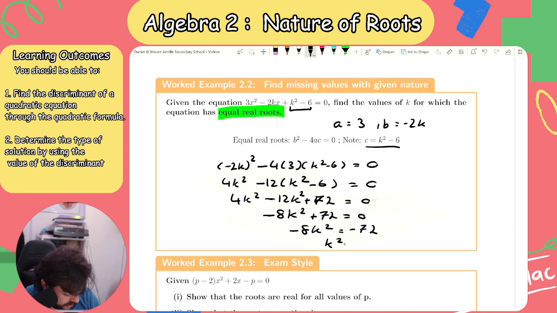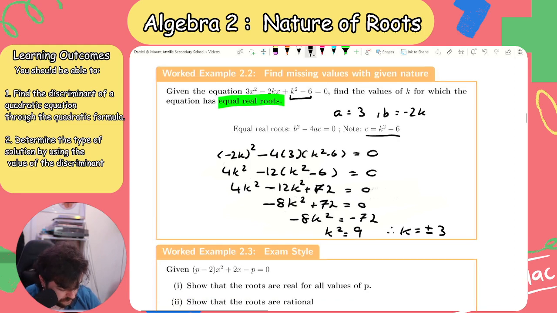So k squared is going to be equal to, divide both sides by 8, it's going to be 9. Therefore, square root both sides. Since I have k squared is equal to something, k is going to equal plus or minus 3. And there are my two solutions. So when k is plus 3 or when k is minus 3, this quadratic equation will have two equal roots.